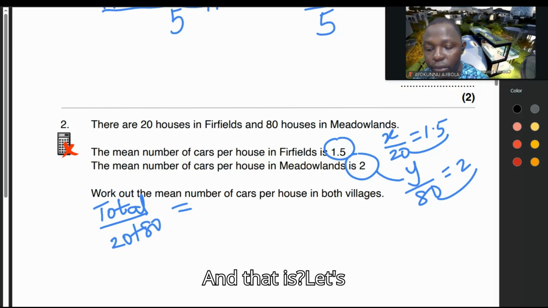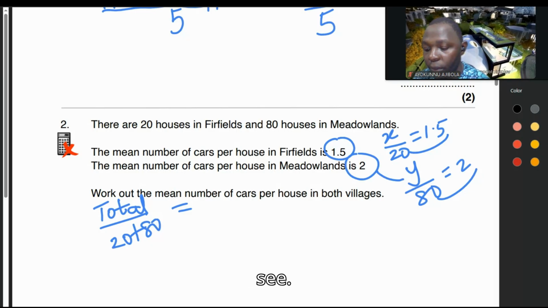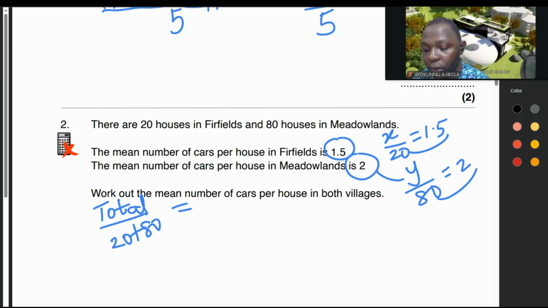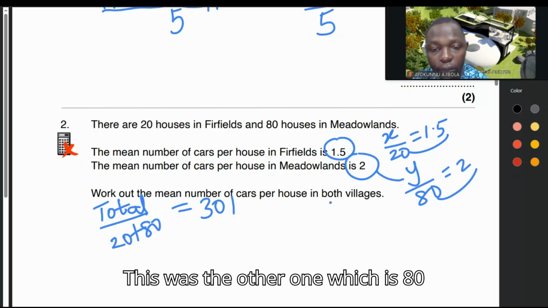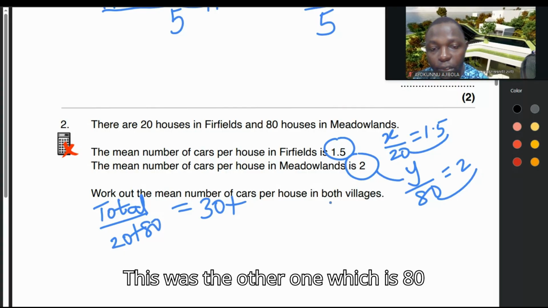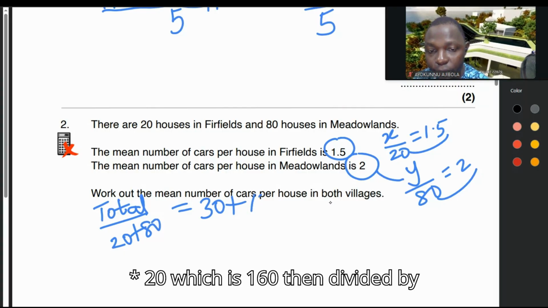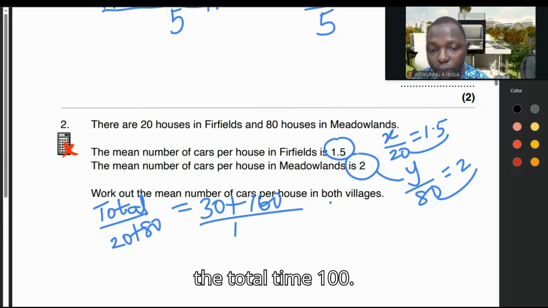and that is, let's see, that's 30. Then plus the other one, which is 80 times 2, which is 160. Then divided by the total, which is 100.